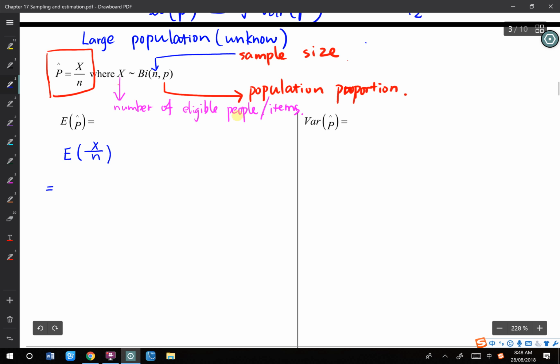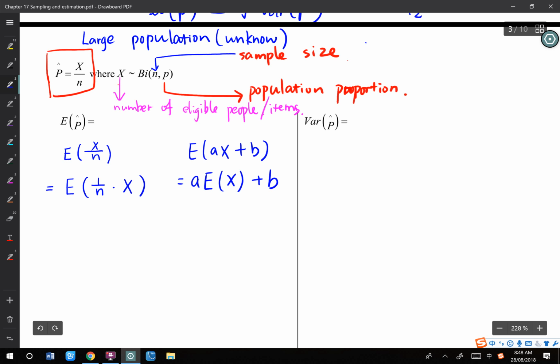So what we will have is 1 over n times a random variable x. So that's expected a times x. What's expected ax plus b? Do you remember what that equals to? In this case, we have plus 0, so that's fine. Our coefficient is 1 over n. We can take the 1 over n out, and we have expected x.